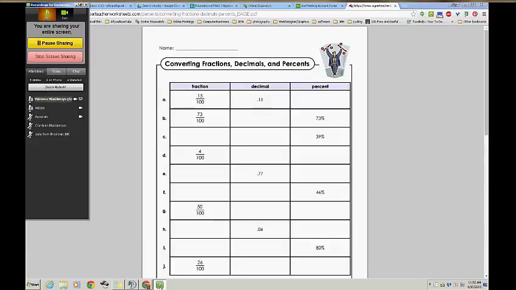Let's start on the right side there, the percent. Give us the percent in that instance. We have 15 hundredths for the fraction, decimal 0.15 for the decimal. What will be the percent? 15%. Excellent. Come on down to number B.